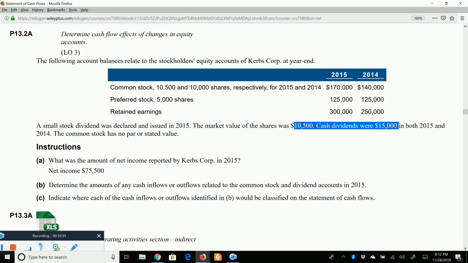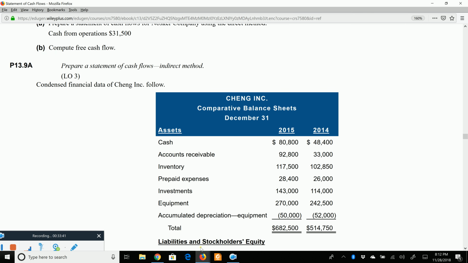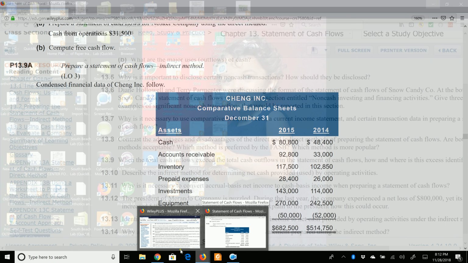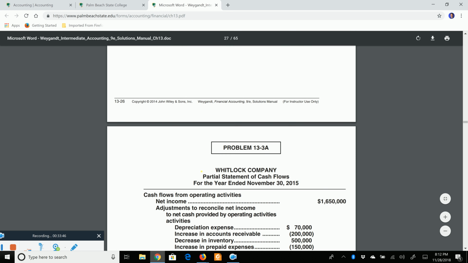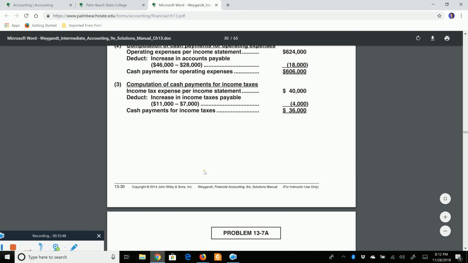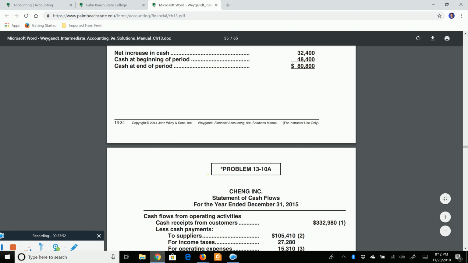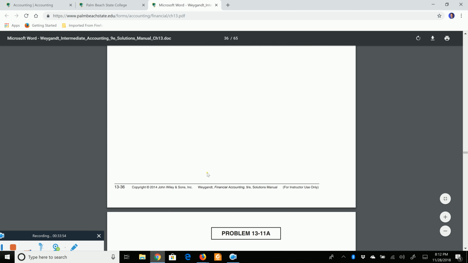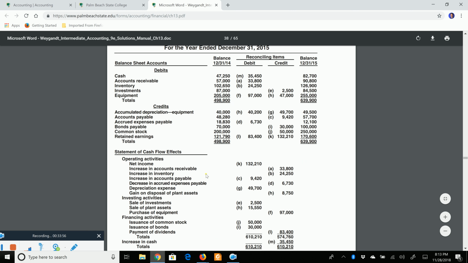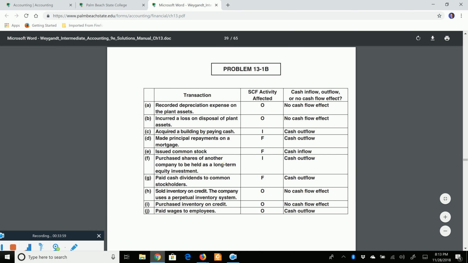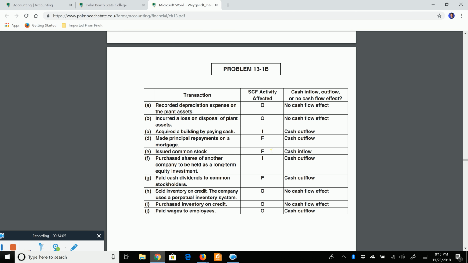And last but not least, problem 13-1B. In 13-1B, I can probably just show you here on the answer guide. What was given to us in problem 13-1B is an activity, and we needed to decide whether it belonged in the operating section, the investing section, or the financing section.